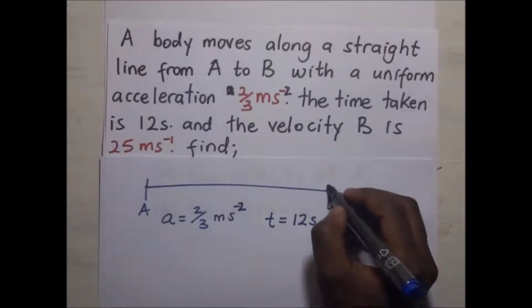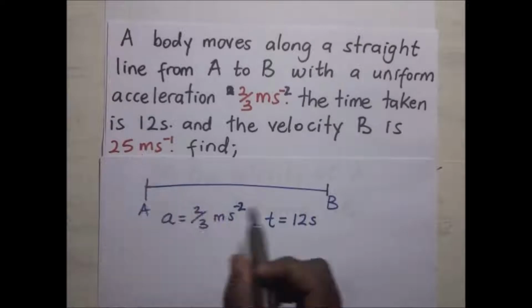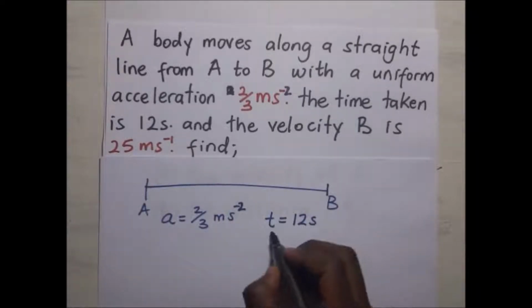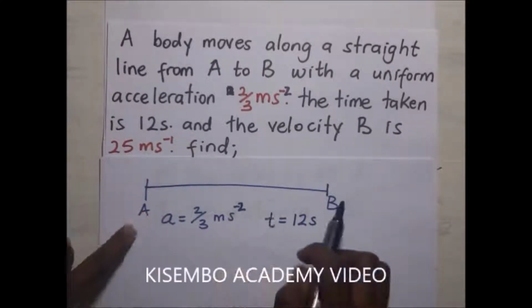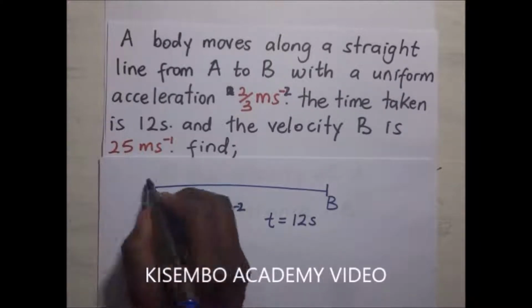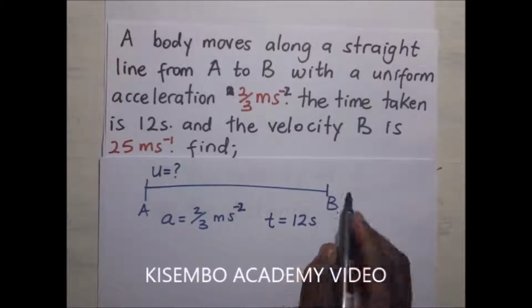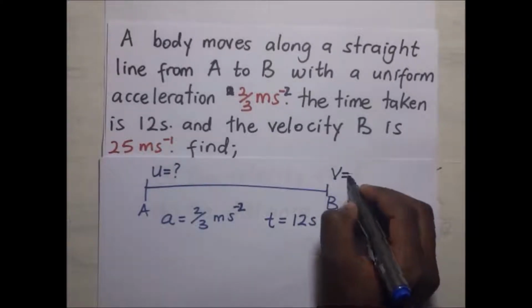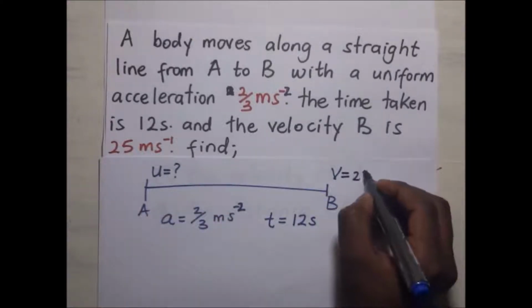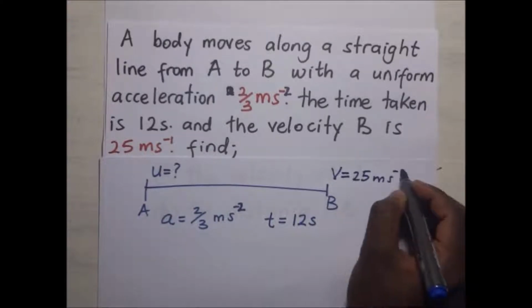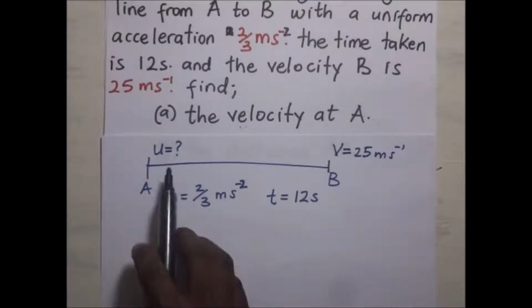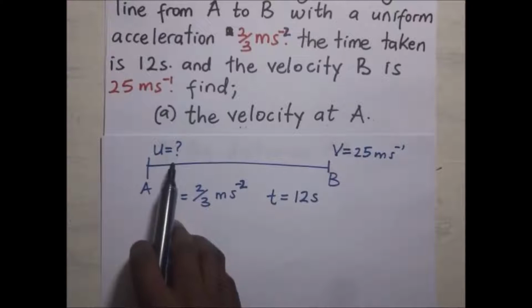The velocity at B is 25 meters per second. So that is the final velocity, because it starts from A to go to B. So the velocity at A is what we shall be calling our initial velocity. It's not given in the question. The final velocity at B, which we shall call capital V, is 25 meters per second. Find the velocity at A. So we are being required to find the initial velocity at A.